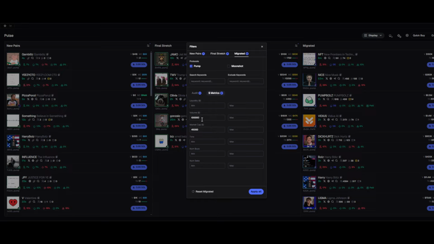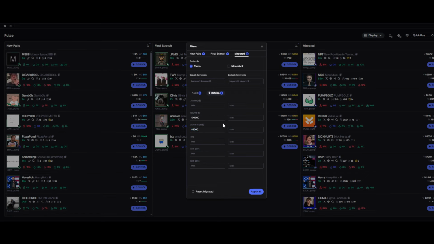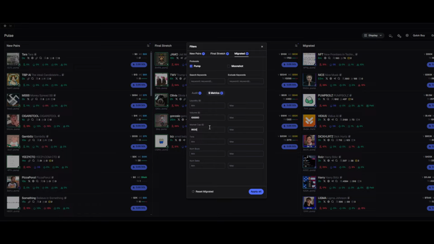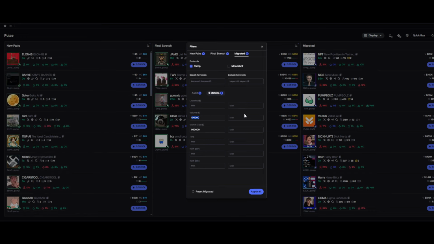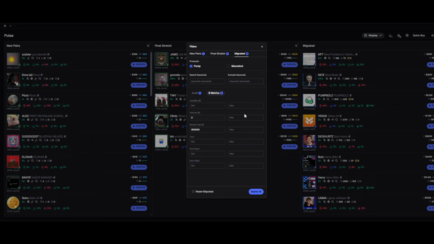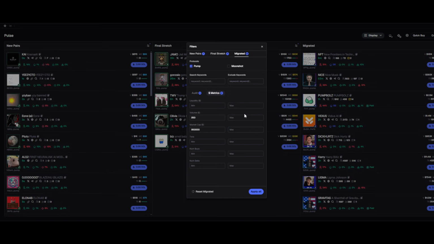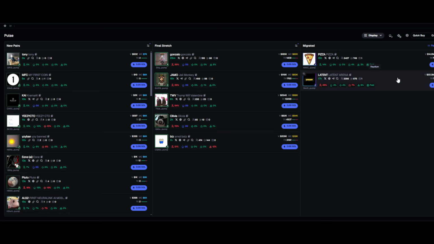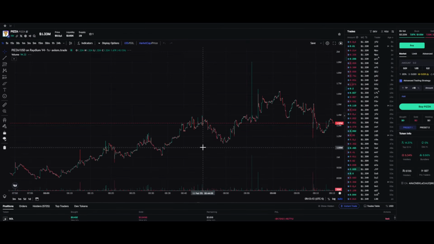And then from there, let's say you want to go for a higher market cap coin. So you put 950K, and then your volume would be like 2.5 million. There you go. So let's say we click apply. There you go, there's 2 coins. We could go with this one here.